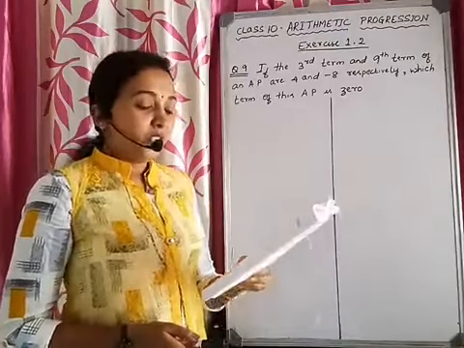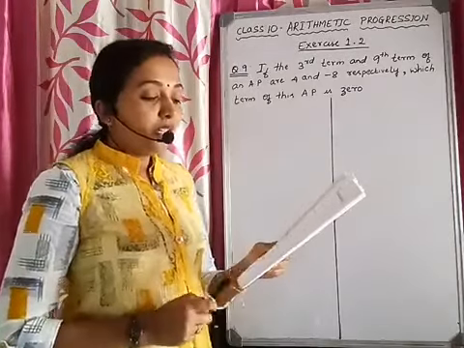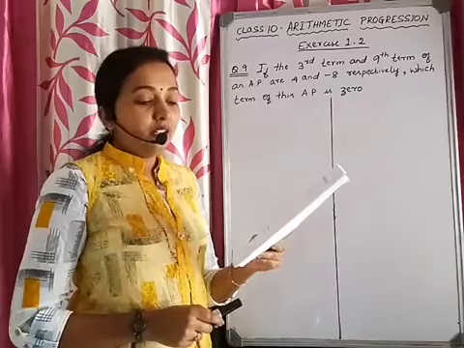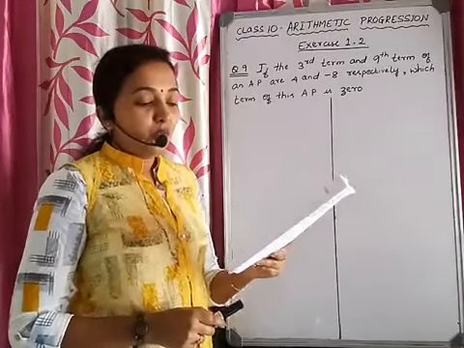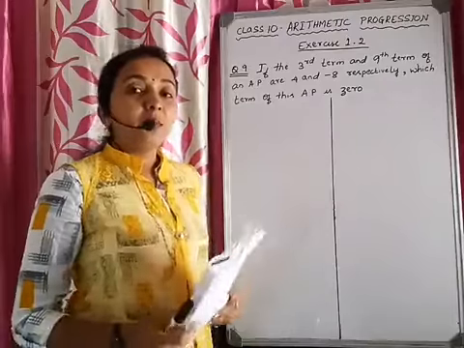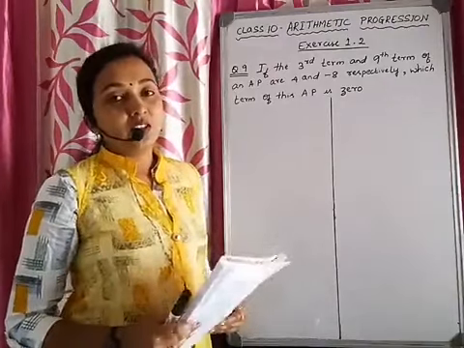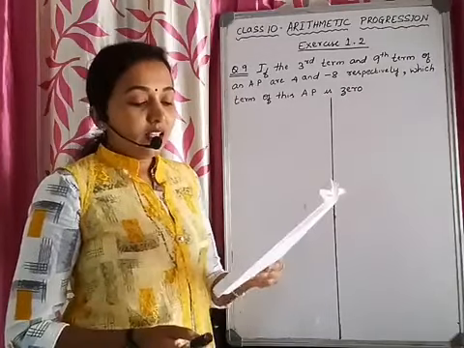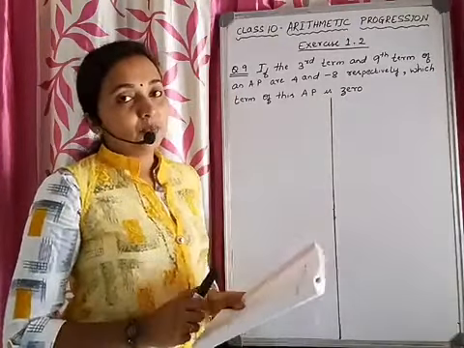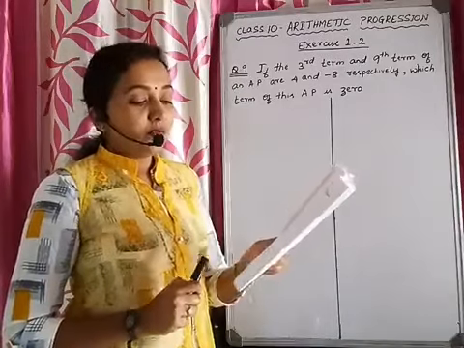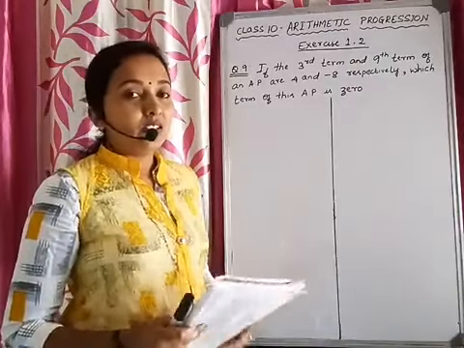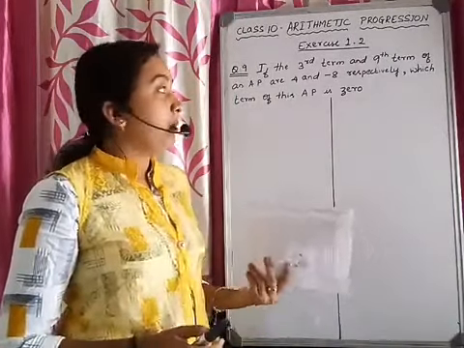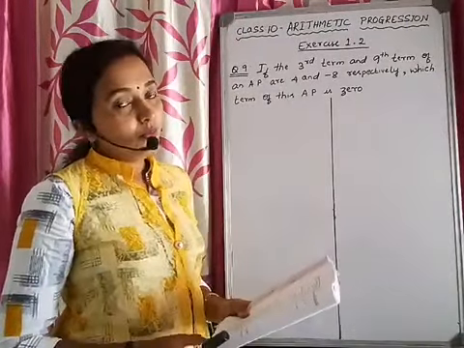Okay children, your 8th question is, an AP consists of 50 terms of which the third term is 12 and the last term is 106. Find the 29th term. The method of solving this question is just the same as the 7th question. Here the last term means the 50th term. So take the 50th term as A50 and just proceed in the same way as question number 7.